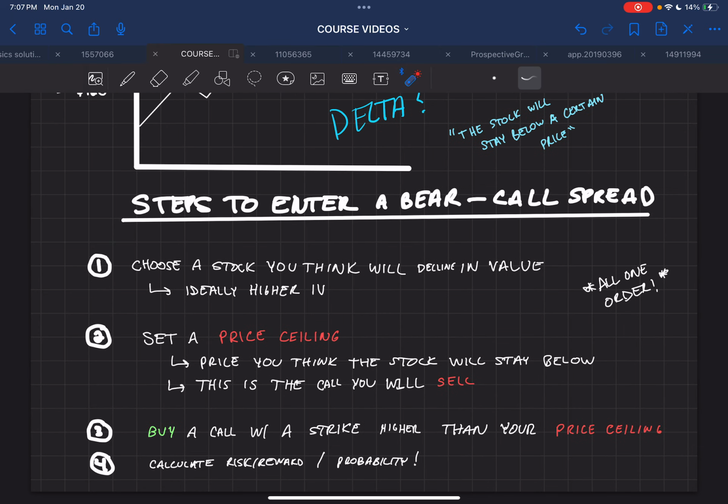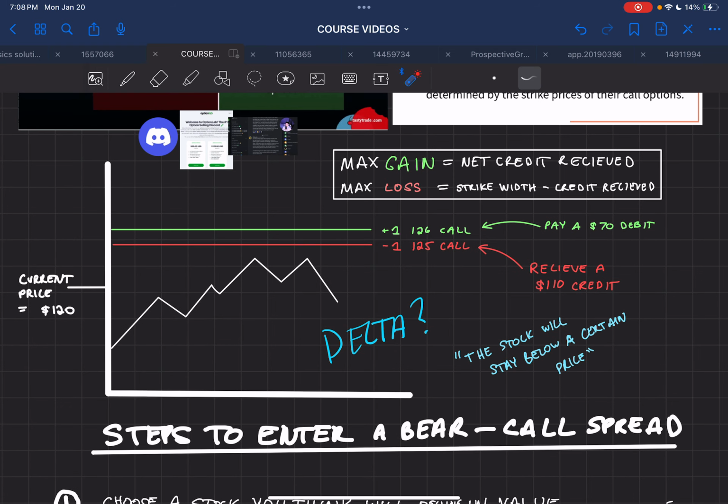And just to finish off here, step 3 is buying a call at a strike price higher than your price ceiling, and then calculating risk reward of the trade. So let's actually do that live. Okay, so we have a stock here. This is XYZ stock. It's trading at 120 right now. So you have a prediction that this stock is going to continue going down, or at least not only do you think it might go down, you might think it might just stay in place and it's not going to go that much higher. So we're going to take a bearish position.